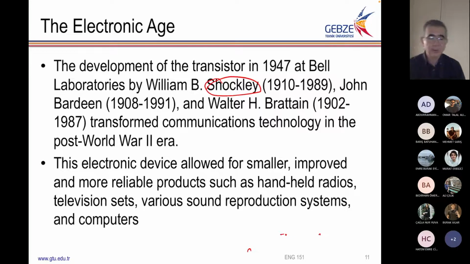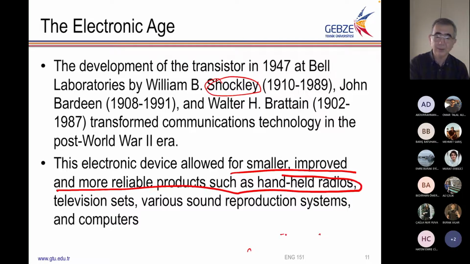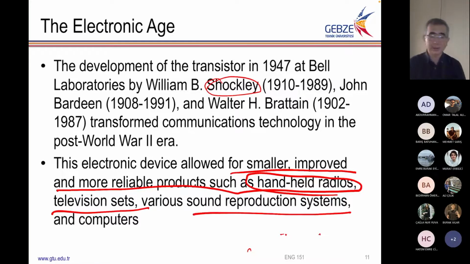The transistor, then an electronic device, allowed for smaller, improved, and more reliable products such as handheld radios, portable radios, television, and sound reproduction systems, as well as computers. So this is so important. Computational devices are made significantly smaller in size, lower in power, and therefore more powerful for the same amount of money.